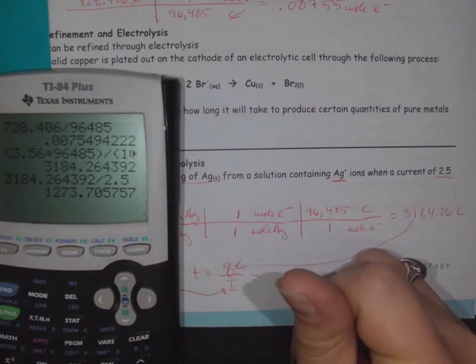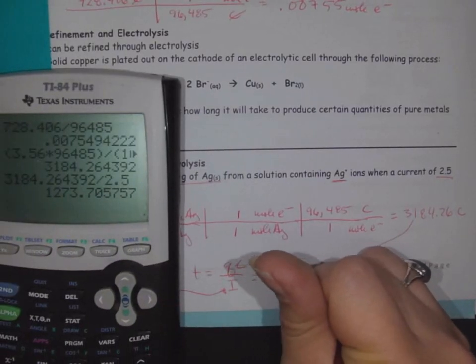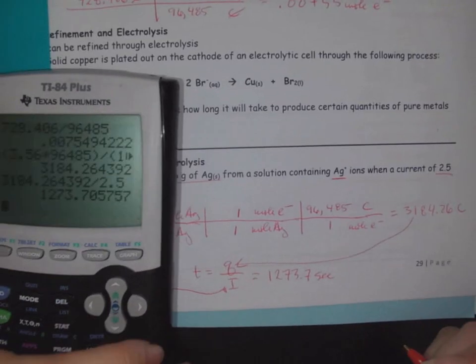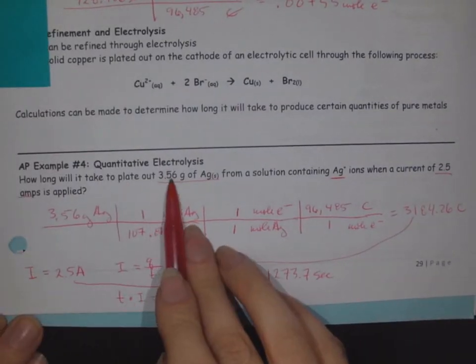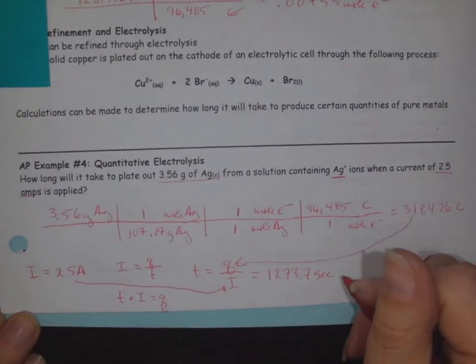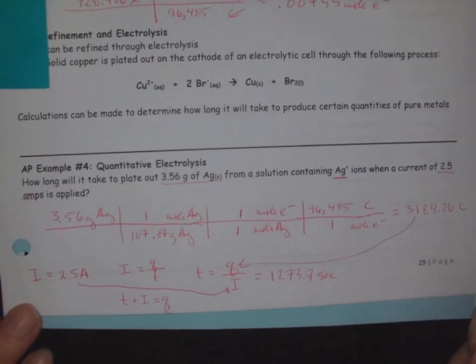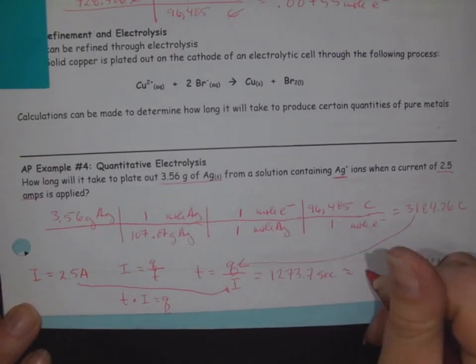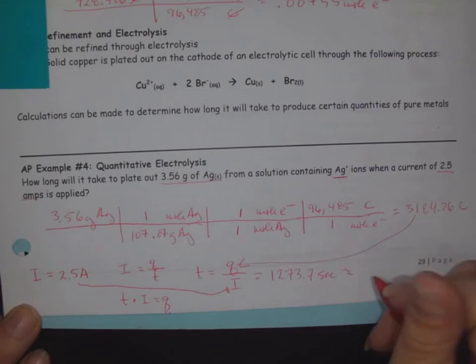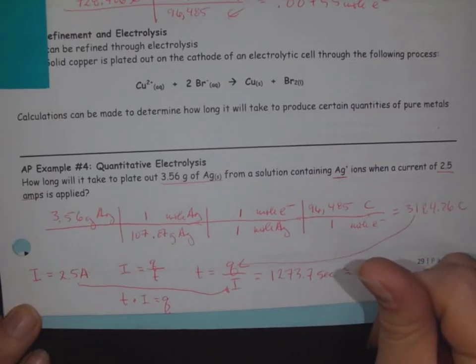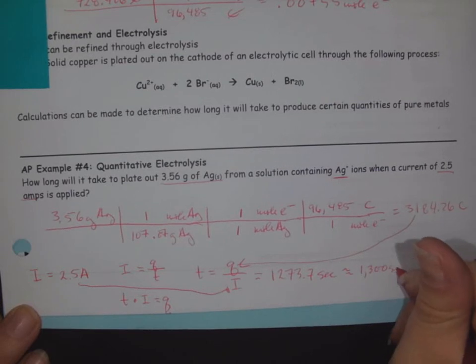1,273.7 seconds. Sig figs, 2.5 has 2 sig figs, so I'd go with 2 sig figs. It could have said hours or anything like that, but they didn't, and so this would be 1,300 seconds.